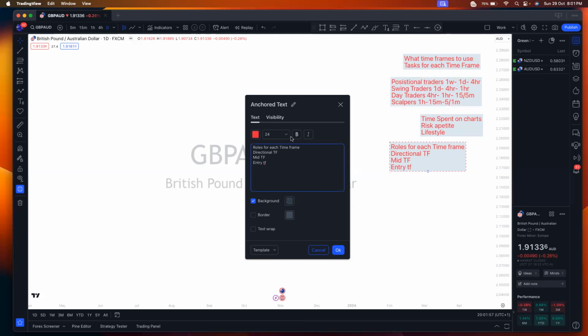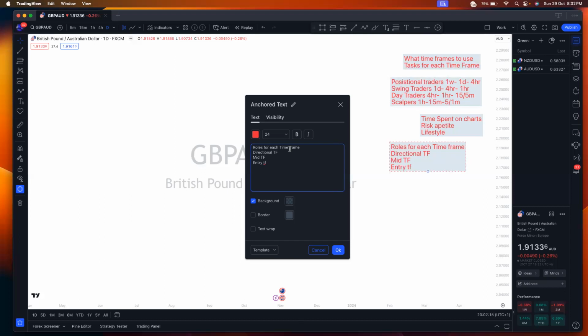Now, what is your directional time frame? Your directional time frame is basically where you look out for the main trend, the main direction of the market. That's where you decide whether you are going to be bullish or bearish, or how you know whether the market is bullish or bearish. The next one is your mid time frame.